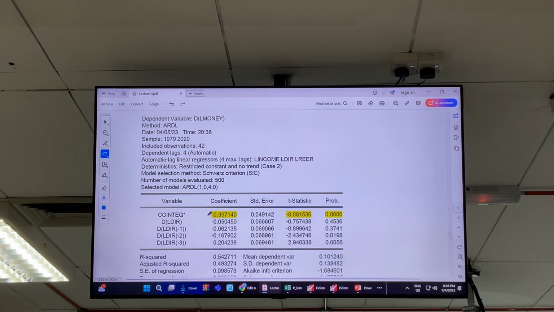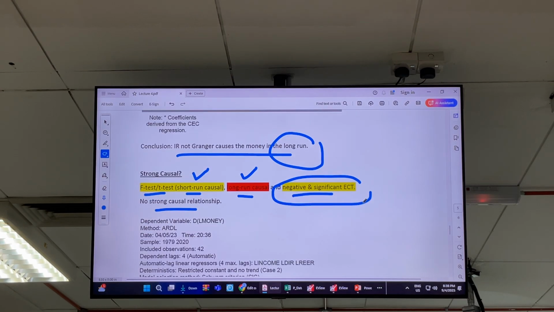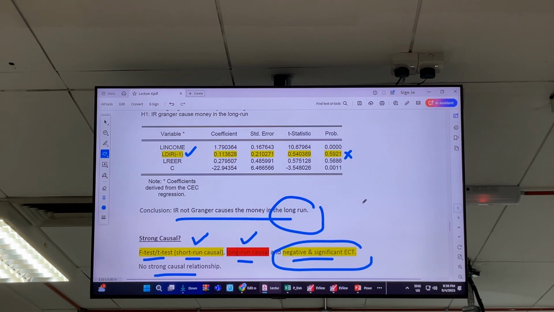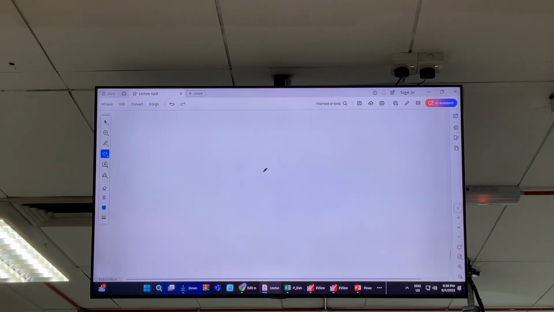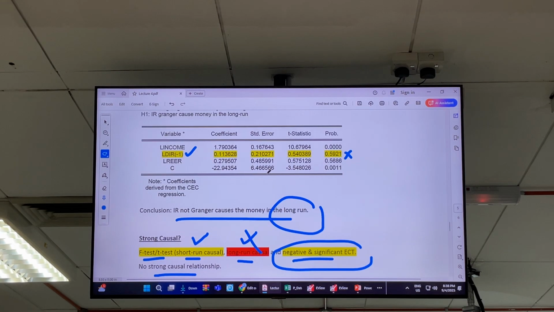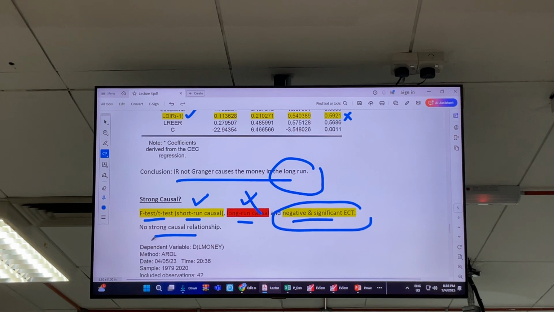So, is this one significant? Highly significant. But in our case, do we have a strong causality? No, because in the long run, there's no long run causality. So I only have a short run and a negative and significant ECT, but I do not have a long run Granger causality from my long run result. So I can only say there is no long run causality, no strong causality. So no strong causal relationship.